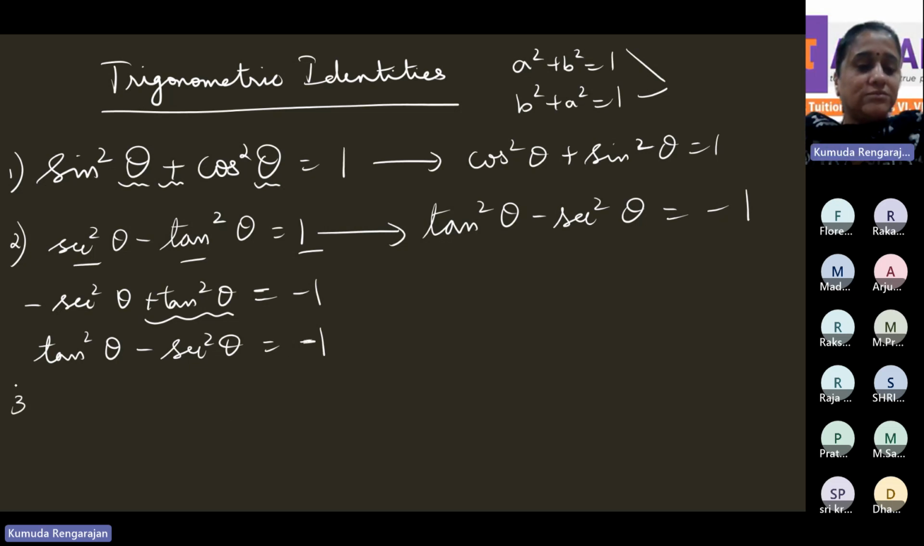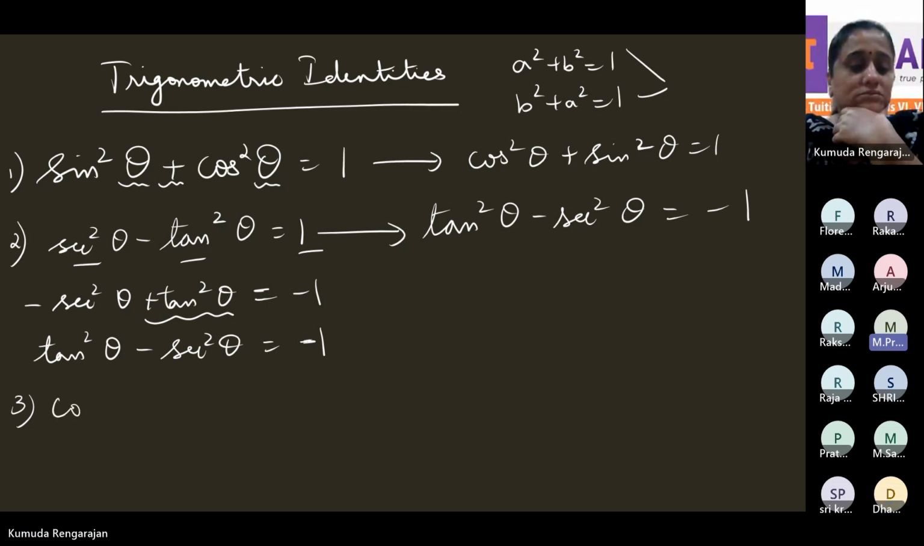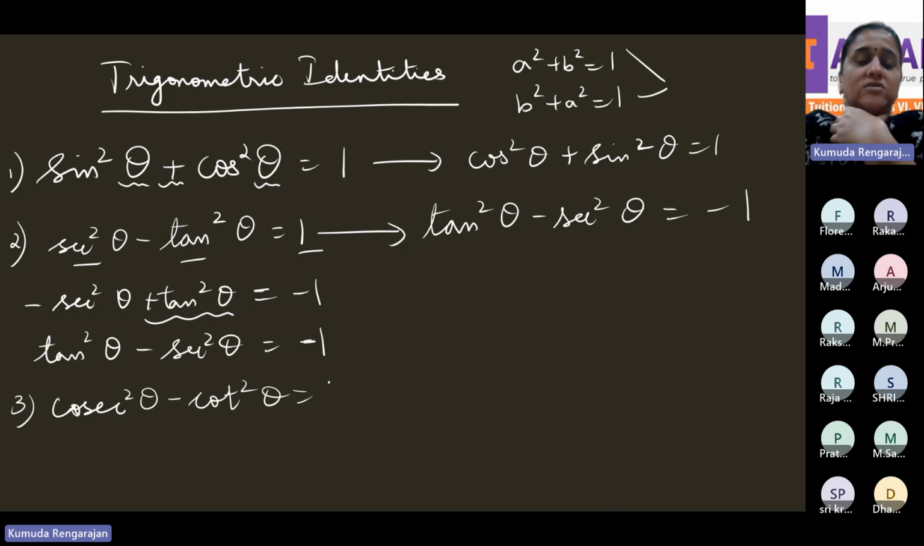What's the next one, children? Cosec square theta minus cot square theta is equal to 1. So I remember everything in terms of 1. And that's how I teach, everything in terms of 1.